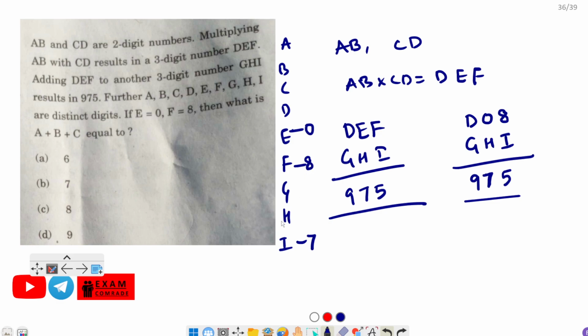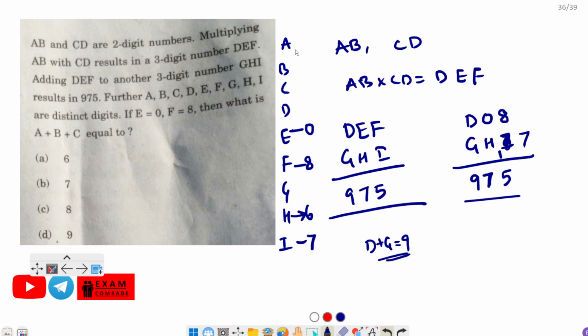Okay. 7, 15. So 0 plus H plus 1 is equal to 7. So H can take the value of 6, right? Is there any possibility other than 6? No, H will be 6. So D plus G is equal to 9.